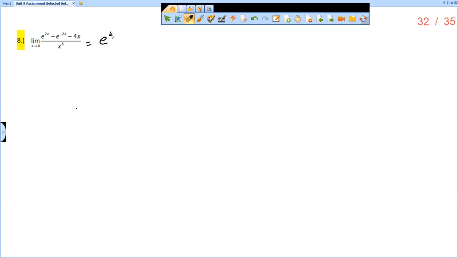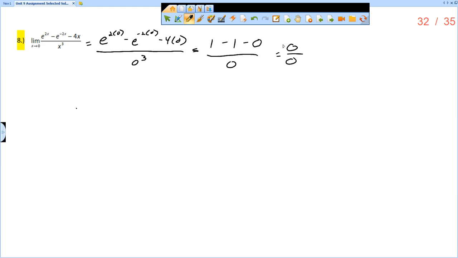So I have e to the 2 times 0 minus e to the negative 2 times 0 minus 4 times 0 over 0 cubed. All right, so e to the 2 times 0, e to the 0 is 1, minus e to the 0, 1, minus 0 over 0. So, of course, this is 0 over 0, so L'Hopital's rule would apply.